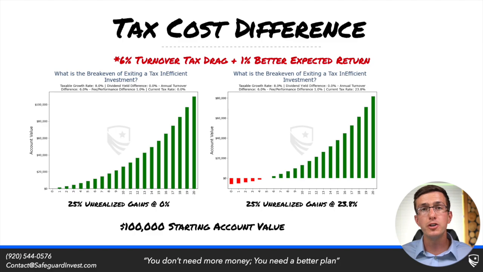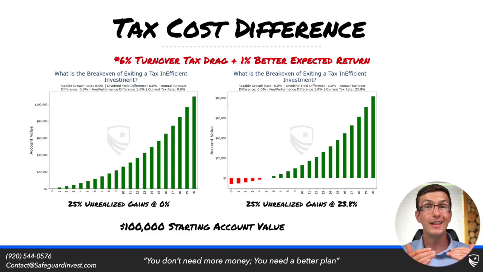Now, next what we're going to show is if there's a different tax cost, a different tax rate that you're paying, and how that changes these given break evens. And with this, what you'll see is that if we have 25% unrealized gains, and we happen to be in the 0% long-term capital gain bracket, well, now there's only upside. We have a turnover tax drag that we're improving on. We have a performance drag that we're improving on. And we see that there is only upside. There is no break even. And this makes sense because there's not a tax cost to exit.